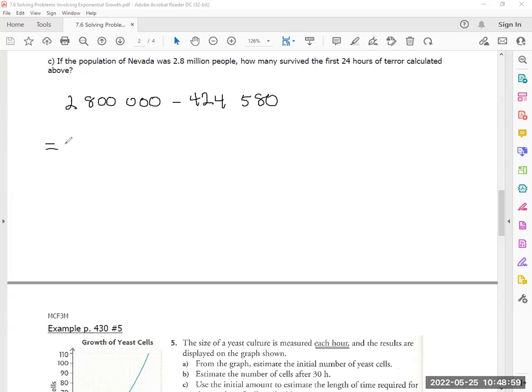Minus 424,580, 2,000,000. That's how many people still are alive.